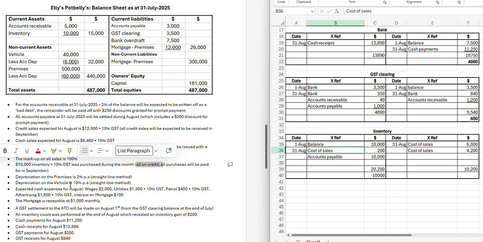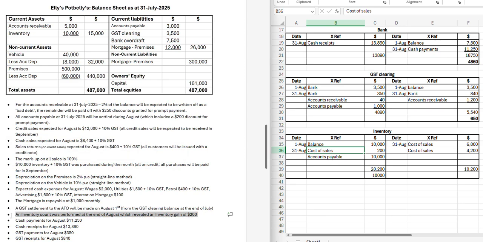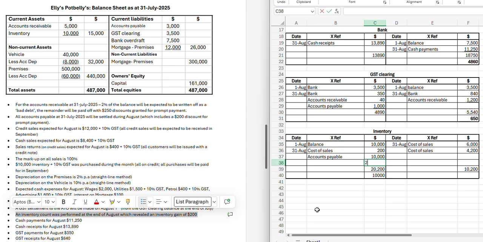Okay, then we go down to this fifth last point. We've done a stocktake, and we've got an inventory gain of $200. So that inventory gain means that we've got an increase in our assets. We've probably undersupplied a customer or maybe there was an oversupply from a supplier. So asset going up is a debit entry. I'm going to cross-reference that with inventory gain.